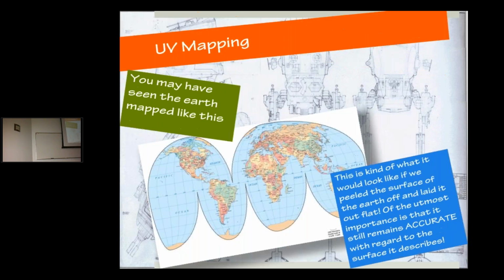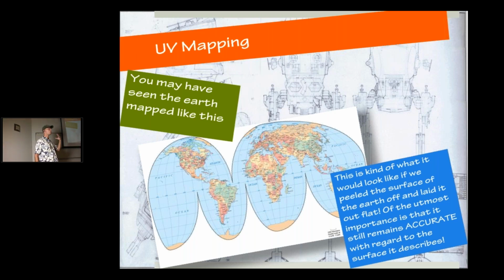You've probably seen a map like this before, right? This is the Earth laid out flat so that I can see all of the surface areas at one time. It's still got a grid. I still understand where things are, but now I can see everything at one time.